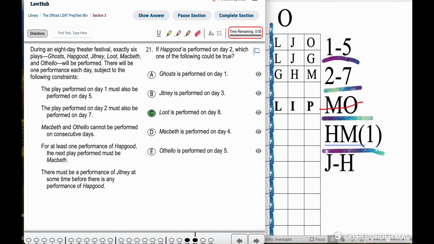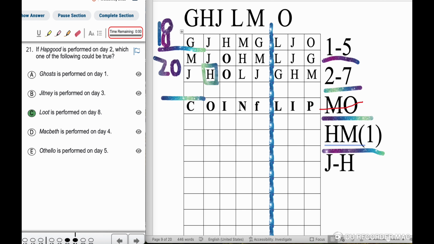For question 21, if H is performed on day 2, which of the following could be true? For this method, I fill out one world with H in 2. I'm going to use the method called coin flip to fill this out as much as possible, to show you what we can get from this. So we see J, H, O, L, J, G, H, M, and they want to know right now which of the following could be true.